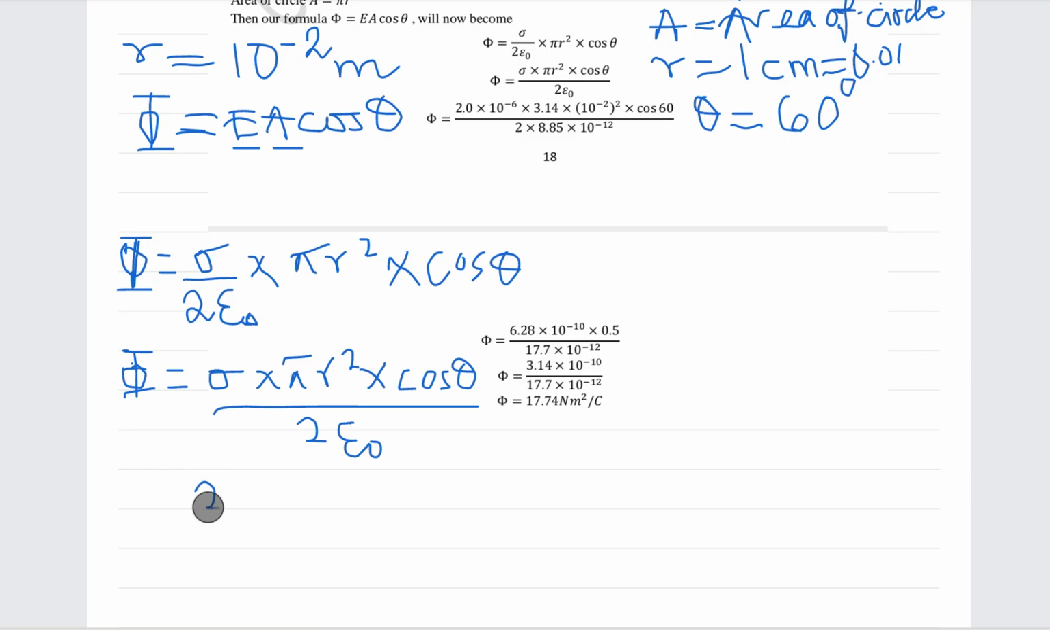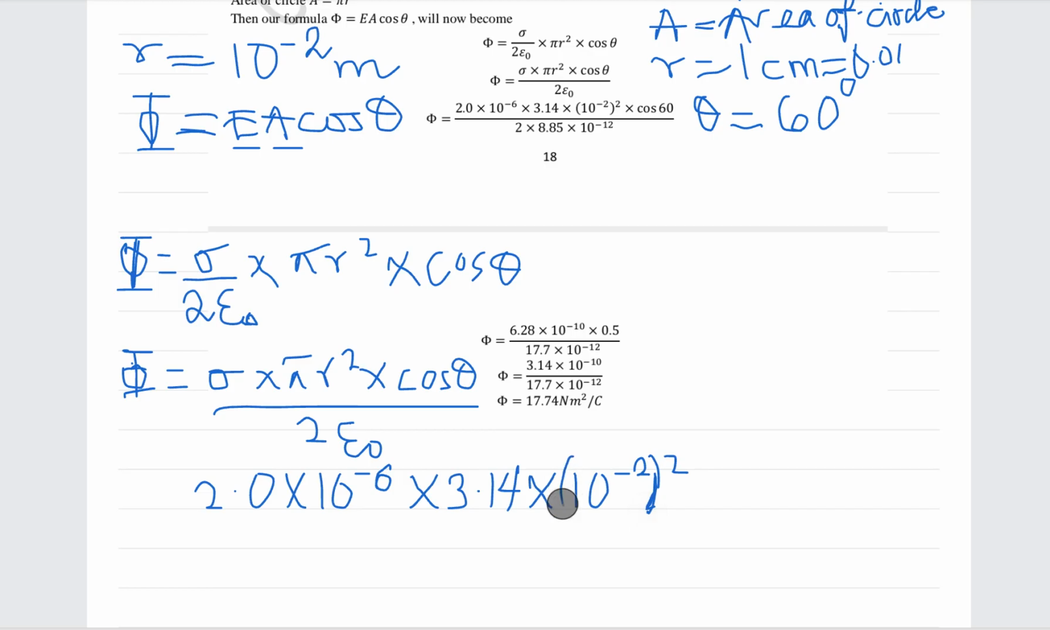So that's 2.0 times 10 raised to the power minus 6 multiplied by pi. You know our pi is what? 3.14. Multiplied by r. What's our r? This is our r, 10 to the power minus 2. So 10 to the power minus 2 is having a square. Then square. Don't forget the square.